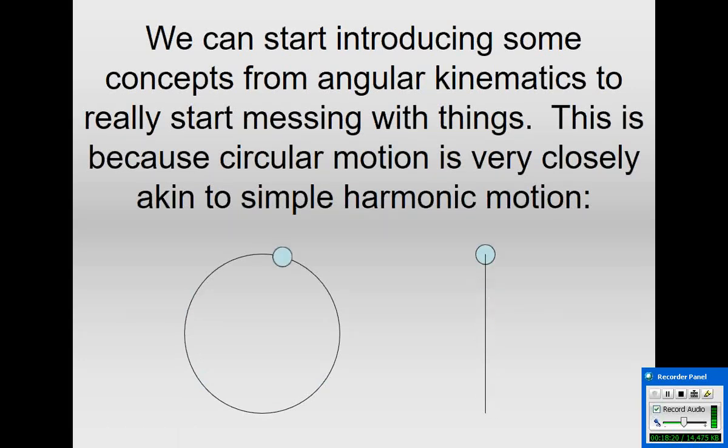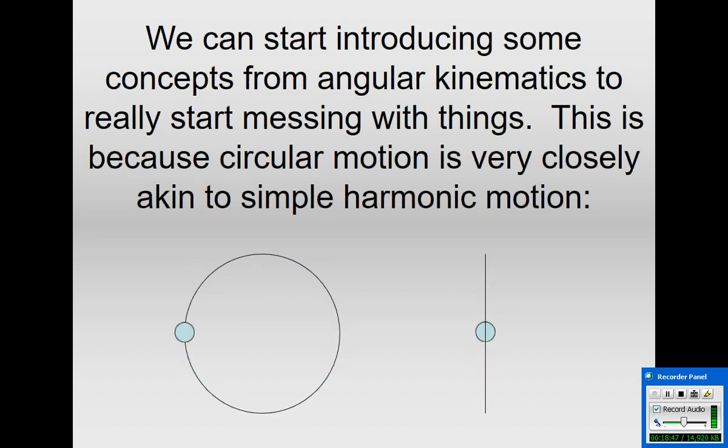We're going to draw up a comparison between this simple harmonic motion, like you see on the right-hand side, and circular motion. Specifically, we spent a fair bit of time on uniform circular motion, namely motion in which the object goes around the circle at constant speed.